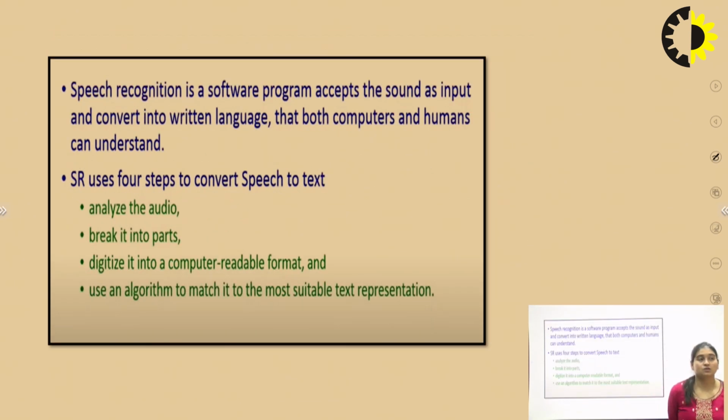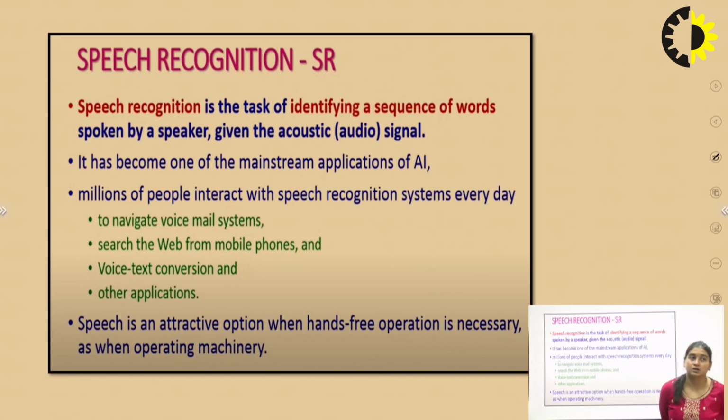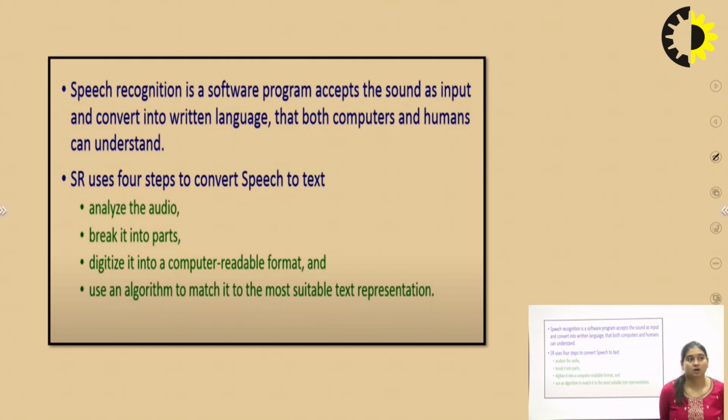Next thing is that speech recognition is a software program that accepts sound as input and converts it into written language, which both computers and humans can understand. And it uses 4 steps to convert speech to text. As you know, by the definition, speech recognition is the task of identifying the sequence of words spoken by the speaker. So from the speaker, the words which are spoken, we need to identify the sequence of the words. Here we are using 4 steps to do so, to convert the speech to text.